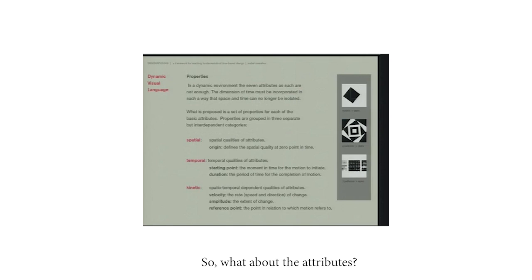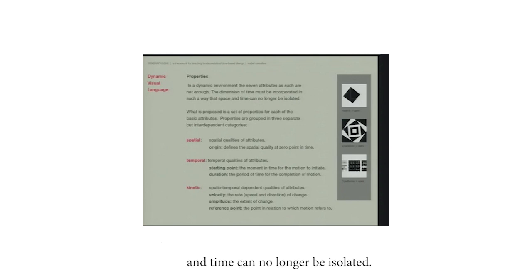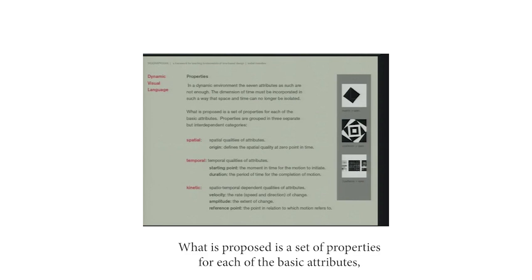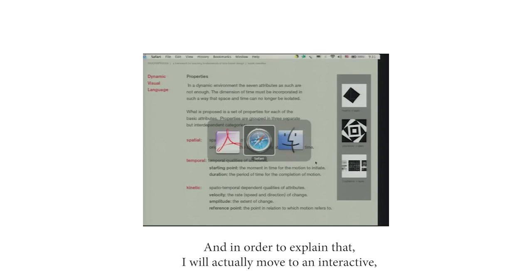So what about the attributes in a dynamic visual language? In a dynamic visual language, the 7 attributes as such, from my point of view, are not enough. The dimension of time must be incorporated in a way that space and time can no longer be isolated. What is proposed is a set of properties for each of the basic attributes, and properties are grouped in 3 separate but independent categories. And in order to explain that, I will actually move to an interactive interface.